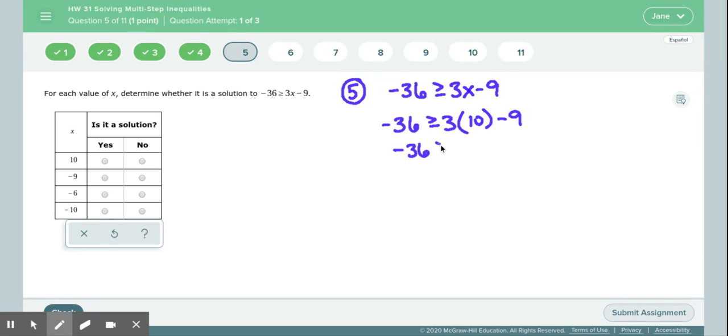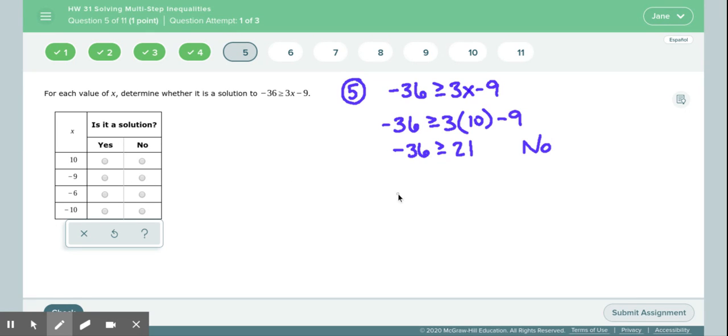So -36, is that greater than or equal to? If you need to use Desmos, use Desmos, but 3 times 10 is 30, and then -9 is going to give me 21. So then, is -36 greater than or equal to 21? No, it's not. So I would select no over here. Let me do one more.